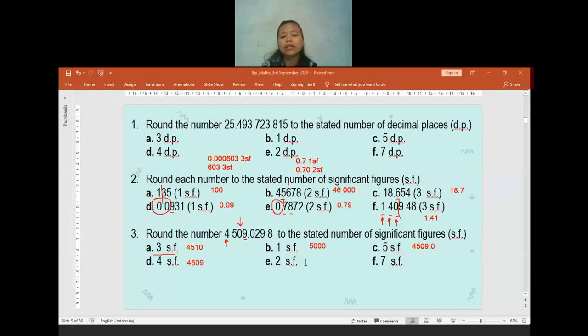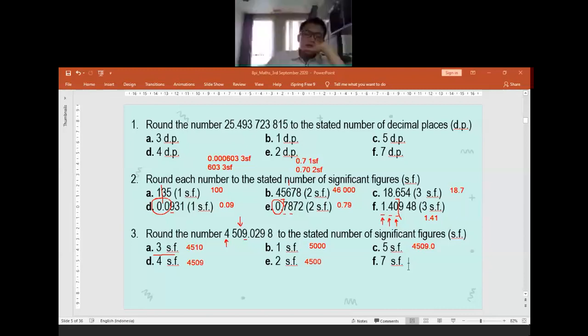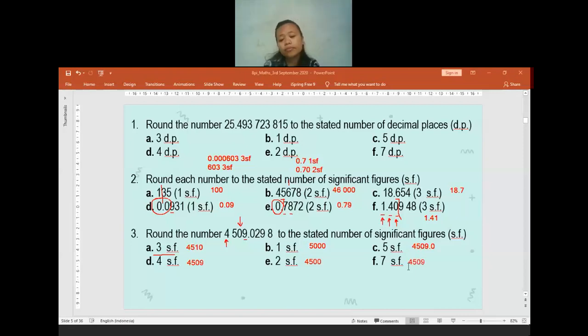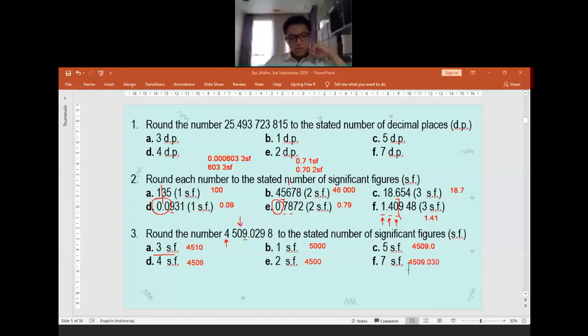For the question E, what number will it be if we round off the number correct to two significant figures? Yes, it will be 4,500, correct? For the question F, if we round off the number correct to 7 significant figures, what number will it be? 4,509.030. 4,509.030. Yeah, correct.